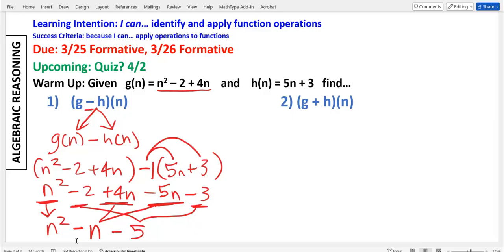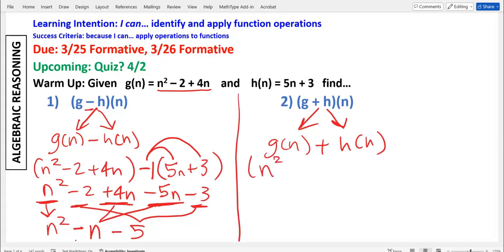Okay. Now, the minus is the harder one. If it's just adding, you're going to do what? Same thing, split it up. G of n plus h of n. Just like last time, replace g of n with the function n squared minus 2 plus 4n. The operation is plus, and then 5n plus 3.